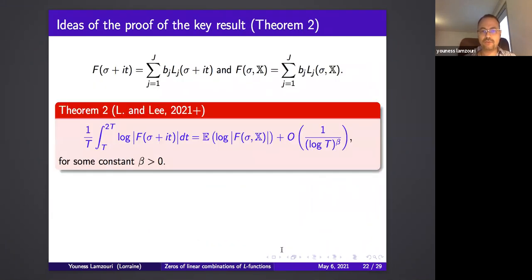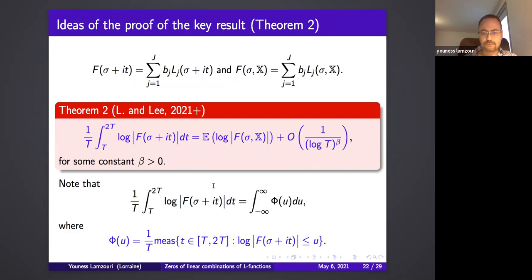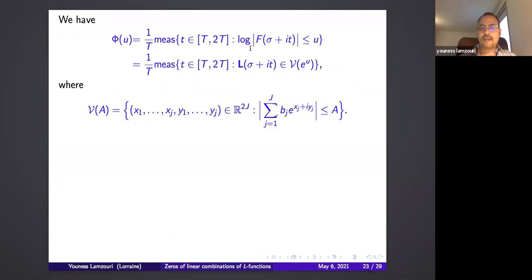Okay, so now using this, let me discuss what we need to do in order to prove the key result. Recall that we would like to have an asymptotic for this moment. We can do this if we can understand the distribution of log of f(sigma plus it). We can call this distribution function U. And we can write this as, in fact, the measure of points t where the random vector lies in some region of this Euclidean space R^{2J}.